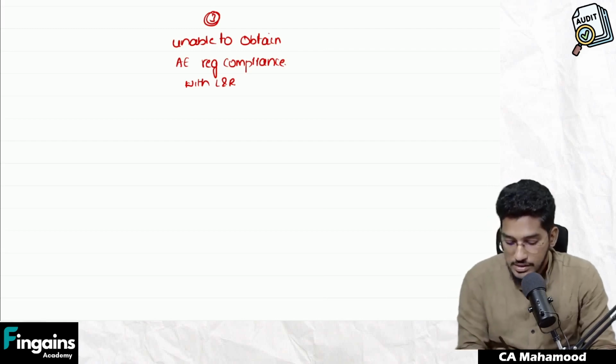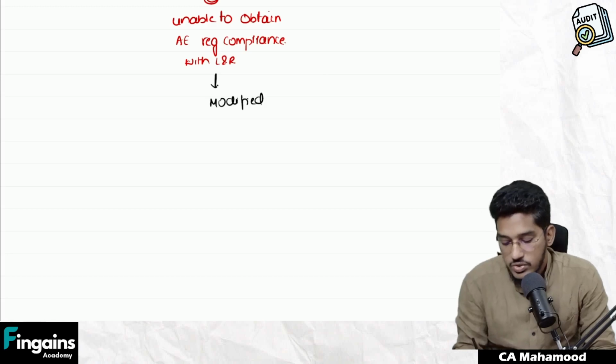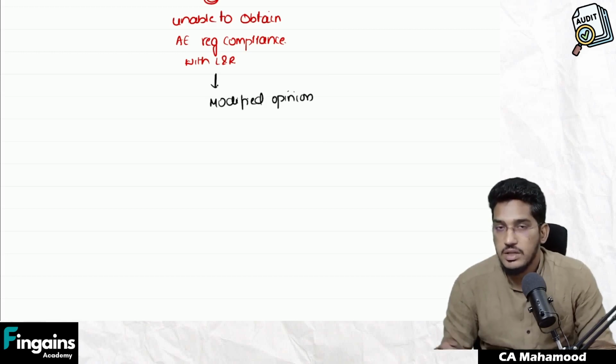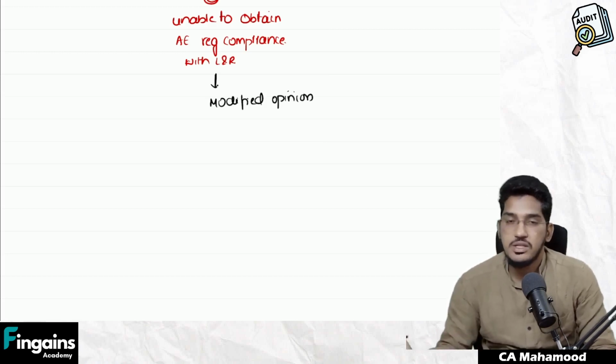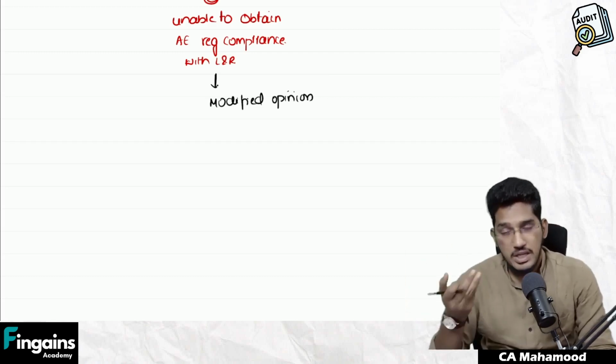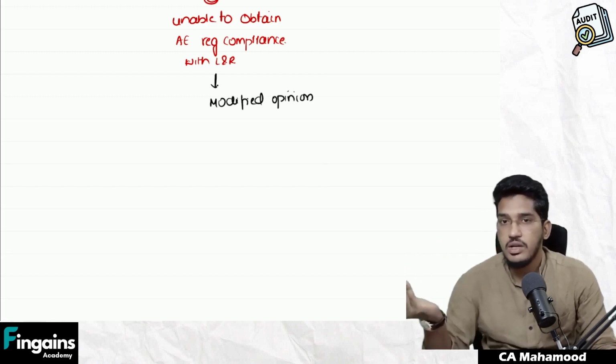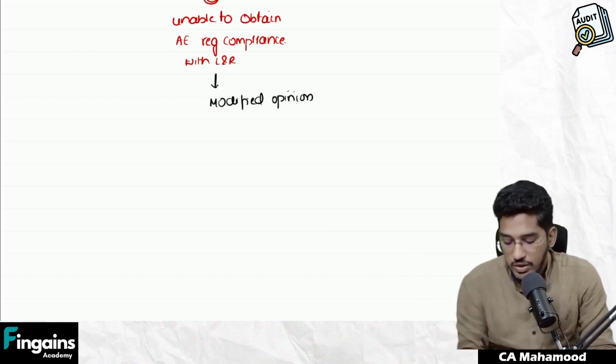Now what should you do? If you come across this scenario where you are unable to obtain audit evidence regarding compliance with the laws and regulations, here the standard says you have to give a modified opinion. Since you are unable to obtain audit evidence, there is no question of checking whether adequate disclosure is given or not. We check disclosure when we have evidence. Here we ourselves don't know whether some laws and regulations are complied with or not, so the question of checking the disclosure does not arise. So directly you can go ahead and give the modified opinion.